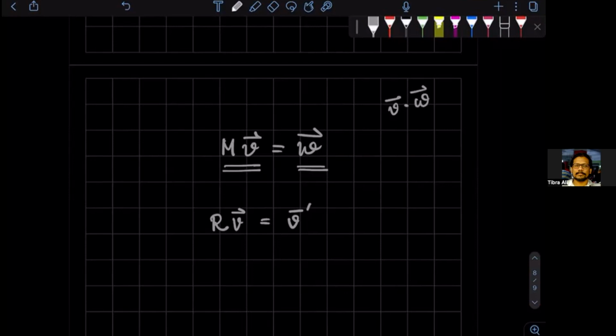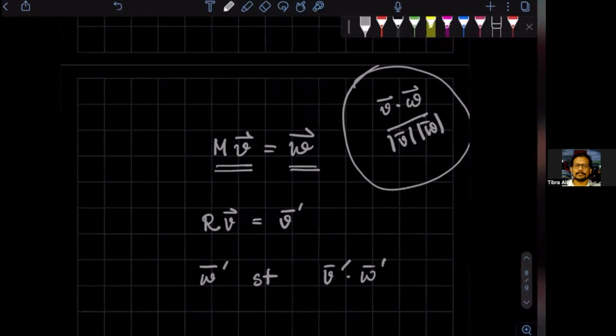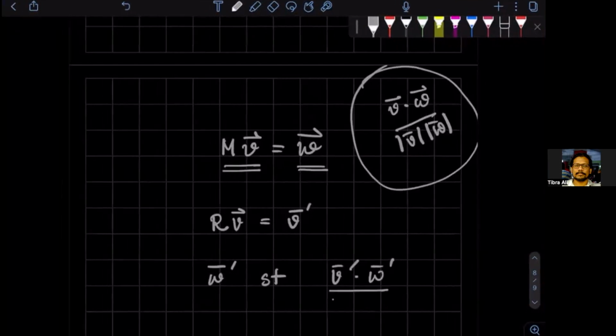But M acting on V gave you some W, and say V and W is going to be some angle, right? If you divide by their mods, this captures the relationship between V and W. So you want to find a W prime such that V prime W prime mod is equal to V dot W, right?